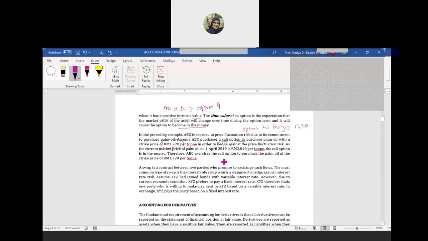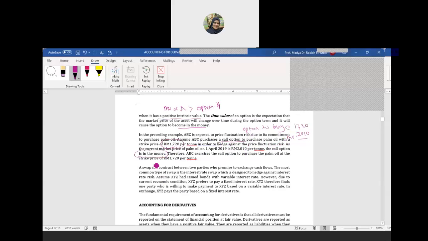1720. In order to hedge against the price fluctuation risk, as the current market price of the palm oil is 2010. Okay, the current market price, the market value, is 2010. But the call option is in the money. Why is it in the money here? Because your market value is higher.